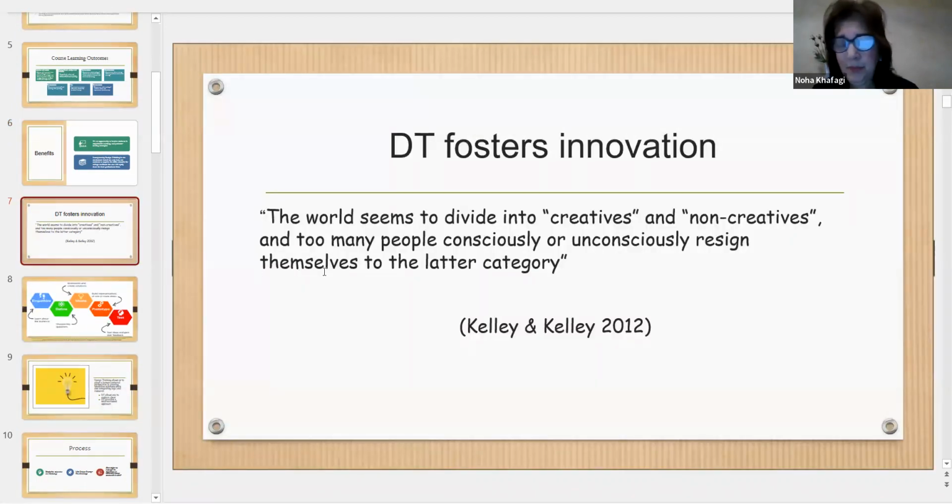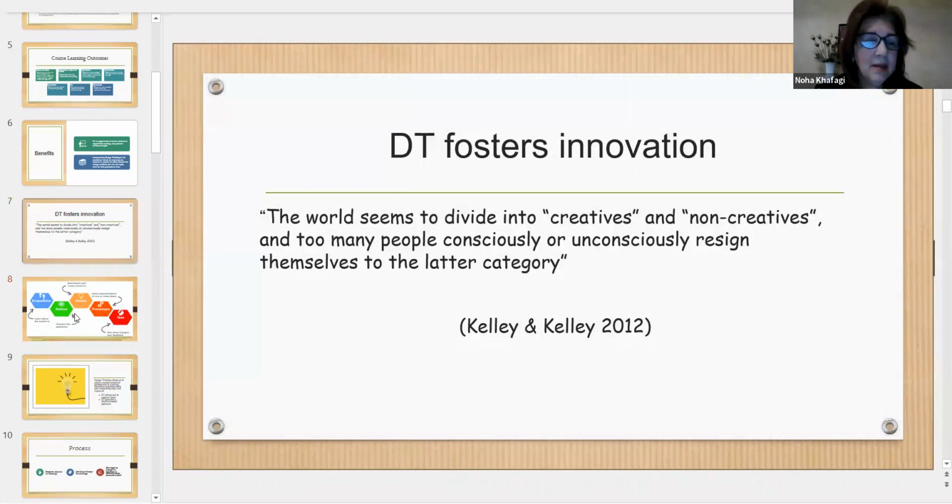Now, design thinking was formalized by David Kelly, okay? And he says, the world seems to divide into creatives and non-creatives, and too many people consciously or unconsciously resign themselves to the latter category. And he suggests that all of us could be creative. We just need the tools and the strategies to be so, and hence, you know, the design thinking.